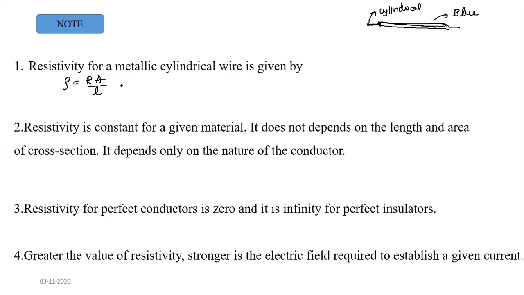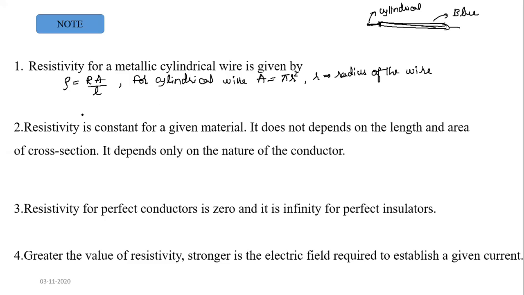Now for the cylinder, for a cylindrical wire, what will be the value of A? A is nothing but pi r square. So the area of the cylinder we write as pi r square, where r is the radius of the wire. So A is equal to pi r square.